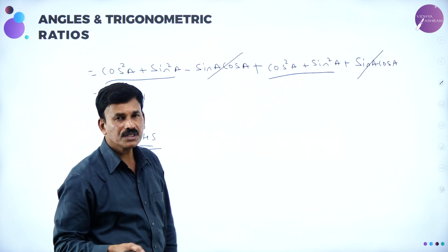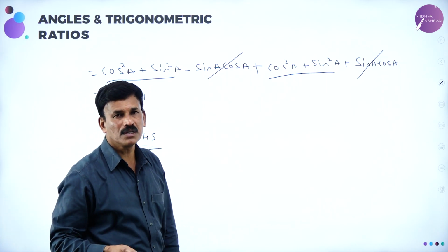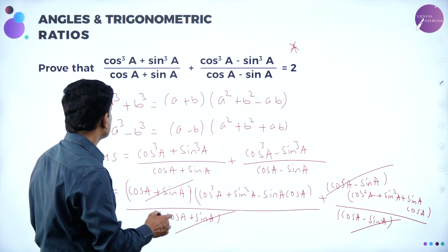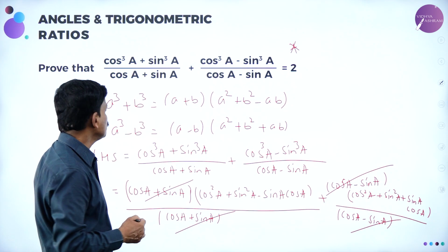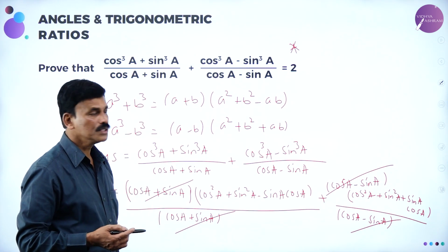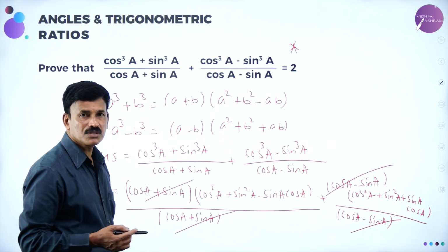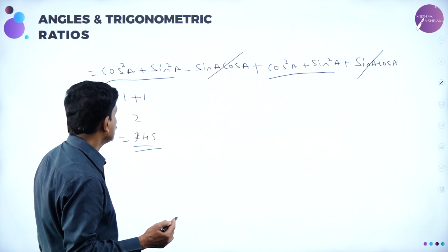Hope you followed. This is a very important and very simple problem, provided you know these two formulas: a cube plus b cube is a plus b into a square plus b square minus ab. A cube minus b cube is equal to a minus b into a square plus b square plus ab. Now move on to the next problem.